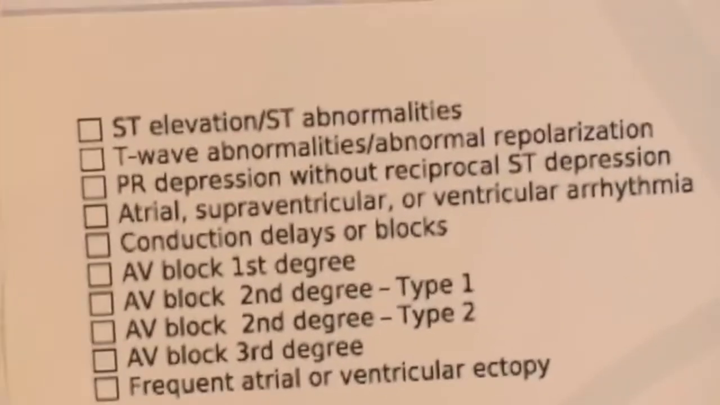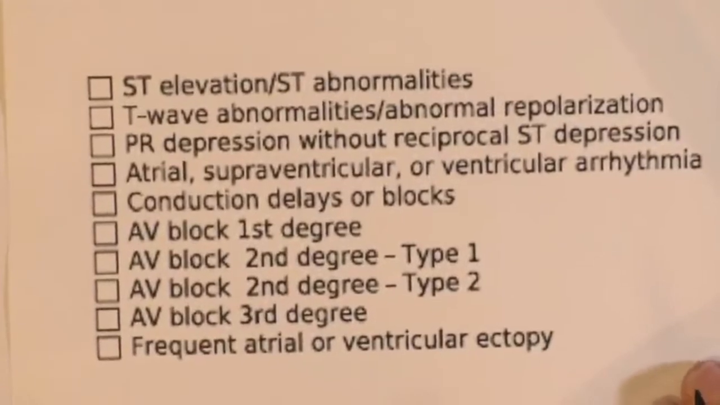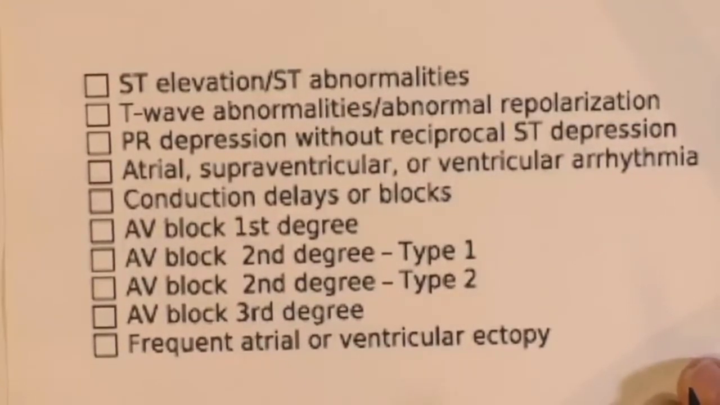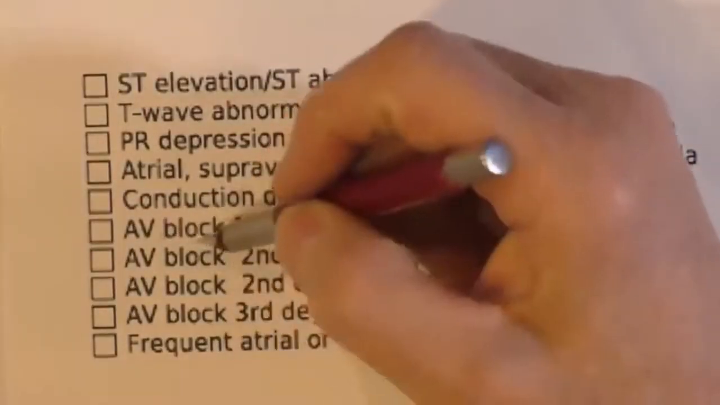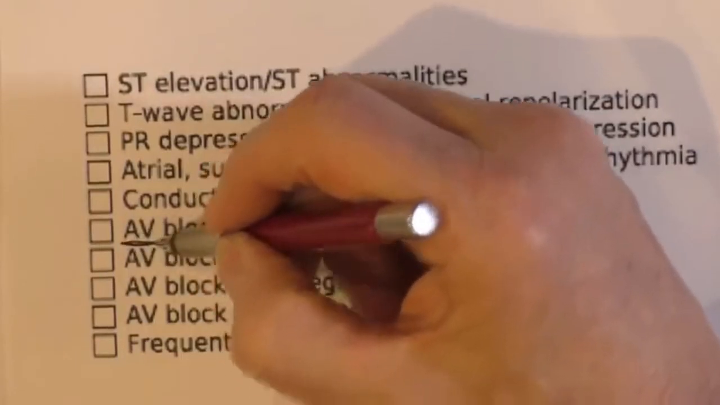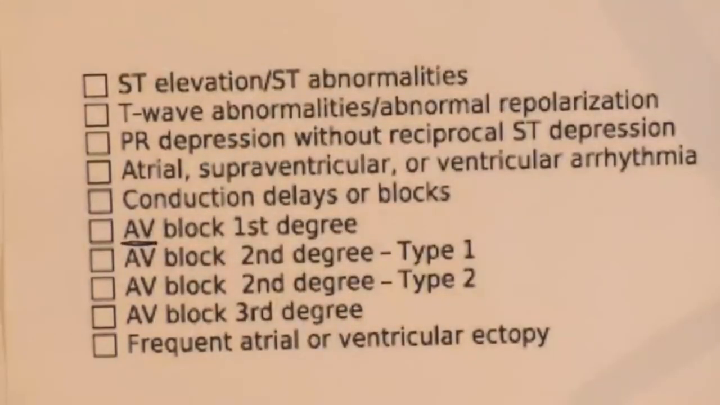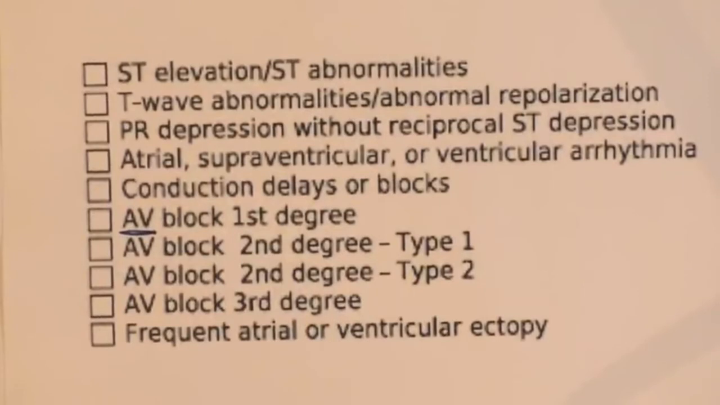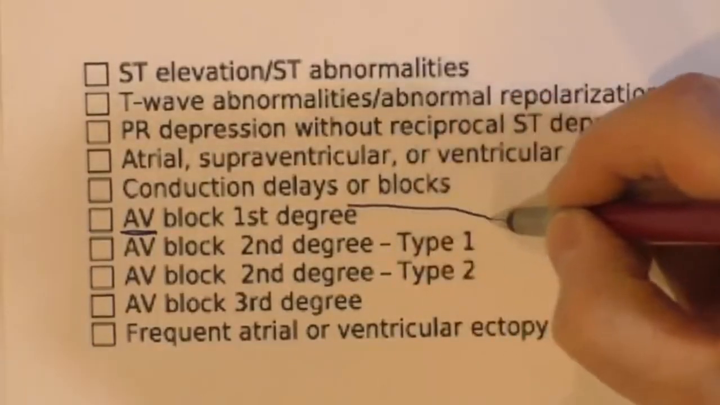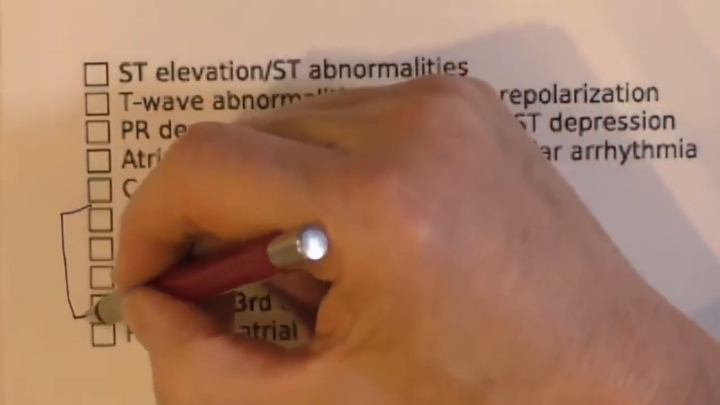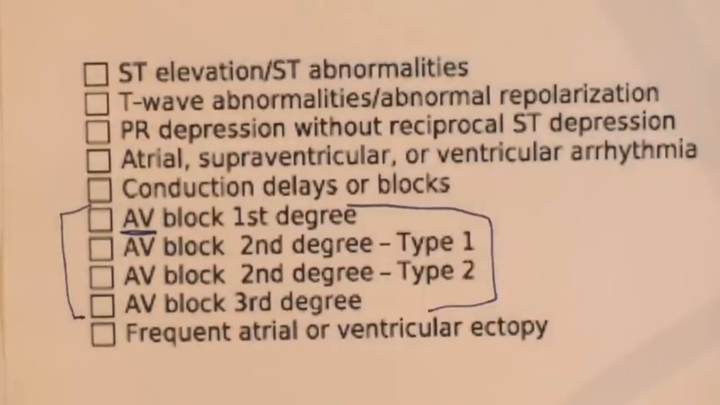Also, another part of the question here is ST elevation abnormalities, T-wave abnormalities, PR depression, atrial, supraventricular or ventricular arrhythmias, conduction delays or block. AV, that stands for atrioventricular block, first degree. Who knows? Unless you're a cardiac nurse or a cardiologist, you're not going to know these things. Try these out on an average GP and see if you can remember them. You probably won't be able to, unless you've done cardiology recently.